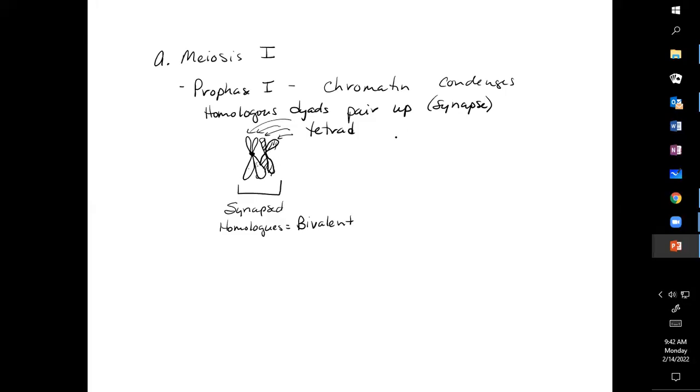And another process, which I'm just going to put over here with a little asterisk, because we're going to put it on the back burner and it's going to be our topic for the next lecture, is a process called crossing over. So exchange between non-sister chromatids can occur. An exchange or a swap of DNA can occur between chromatids in a process called crossing over.